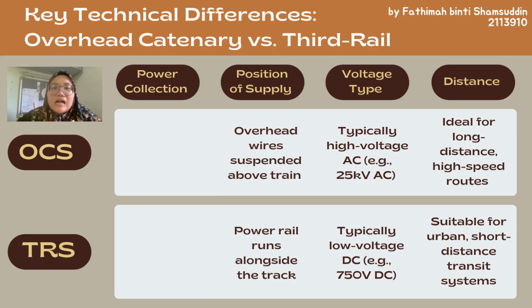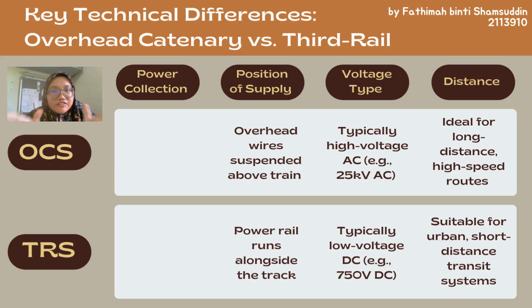So, to simplify what the video has said in terms of power collection and position of power, basically the video says that the overhead catenary system supplies power through wires above the train. The train uses a pantograph, the arm-looking device you see on top of the train, which stays in contact with the wire above. That's how they supply the power to the train, and the position of the supply is above the train.